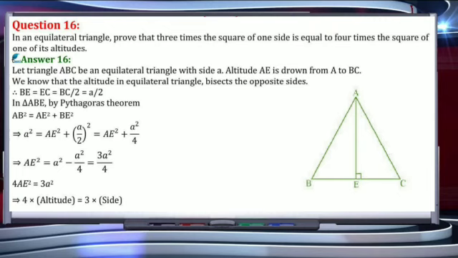So here AB square will be equal to AE square plus BE square. So let us take each side equal to A. So that means A square equal to AE square plus A square by 4. On simplifying this, we are getting 4 times of AE square equal to 3 times of A square. So that means 4 times of the altitude square is equal to 3 times of the side square, which is the required proof.